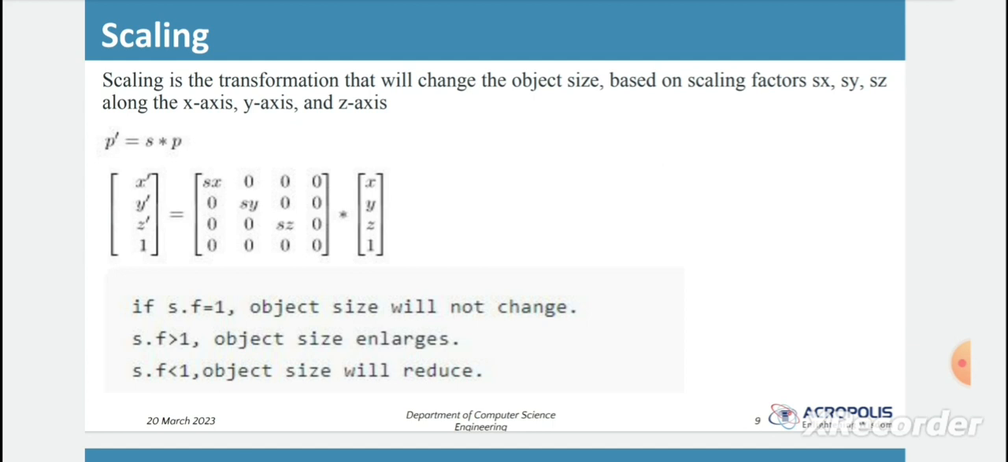Now we will enlarge it, or scale it up or scale it down, with some scaling factors, which are sx, sy, and sz. If sf, which means scaling factor, is equal to 1, the object size will not change. If it is greater than 1, the object size increases, it enlarges. And if sf is less than 1, the object size will reduce.